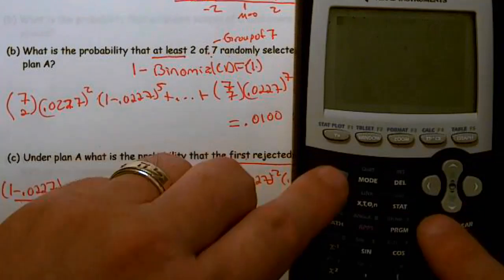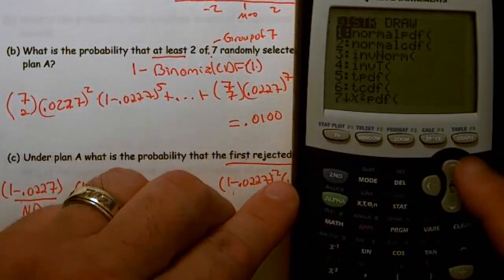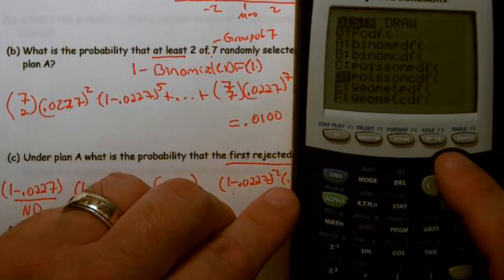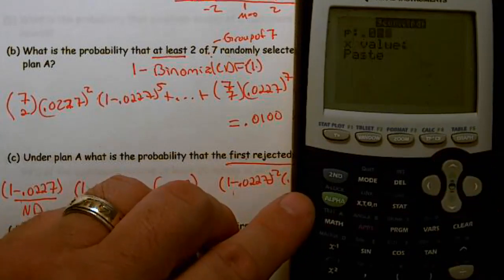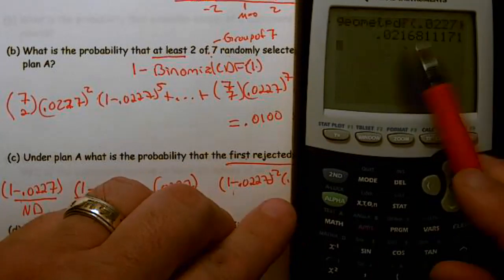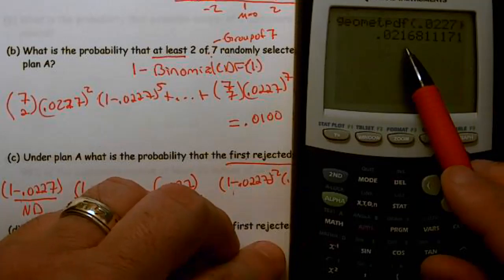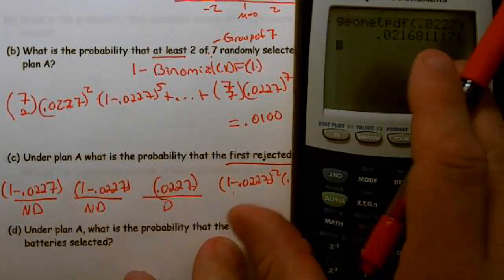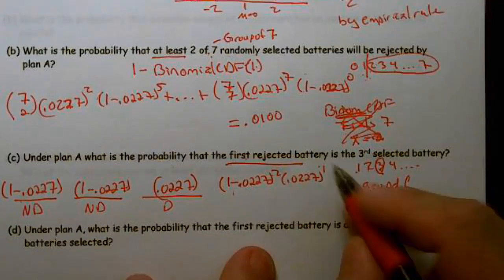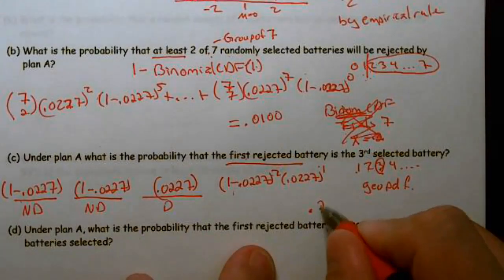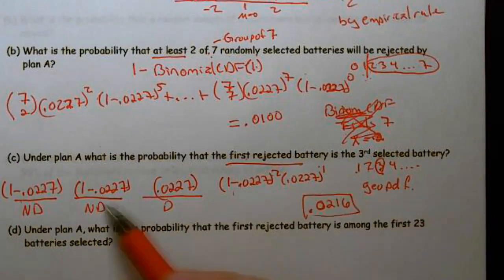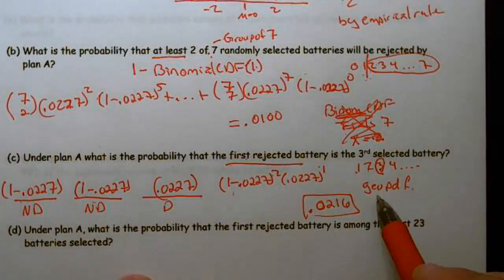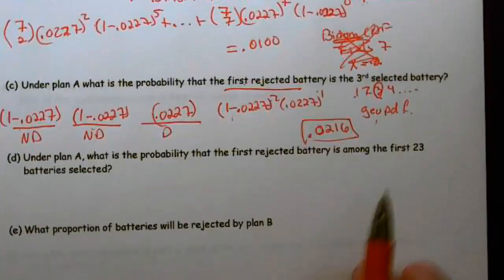So here we go. Second vars, geometric PDF, probability 0.0227, X value of interest is 3, and we get 0.0216. Please remember, need to see this work and like to know what the distribution is.